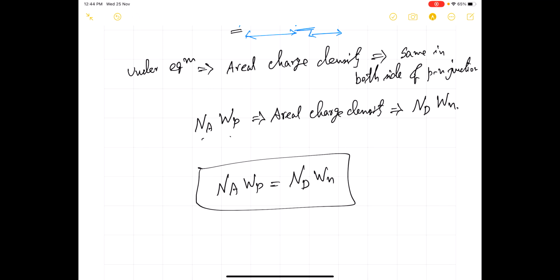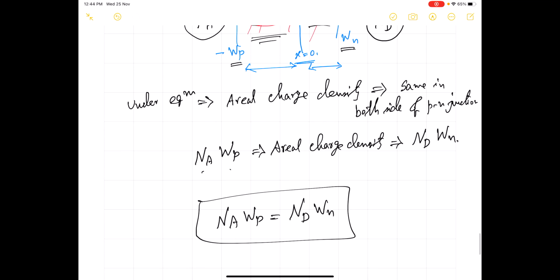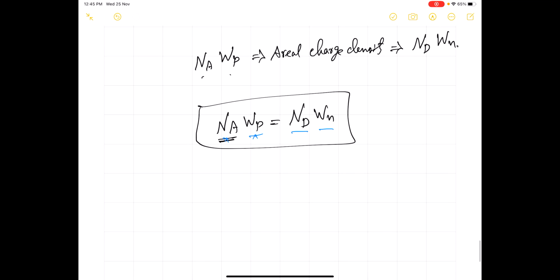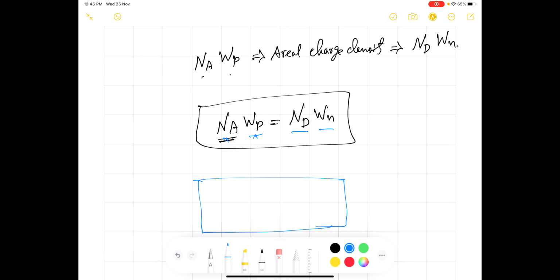So if you want to achieve the charge neutrality condition in a p-n junction, this is a very important relation, which shows that the areal charge density has to be neutralized. So the multiplication of the acceptor carrier concentration in the p-type with Wp has to be the same on both sides.